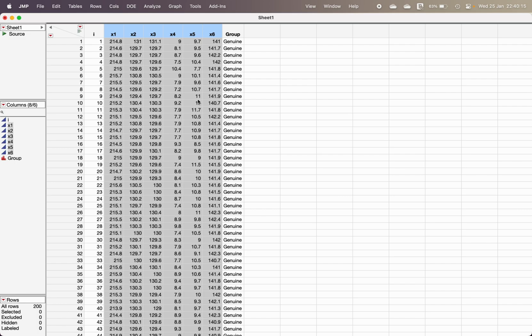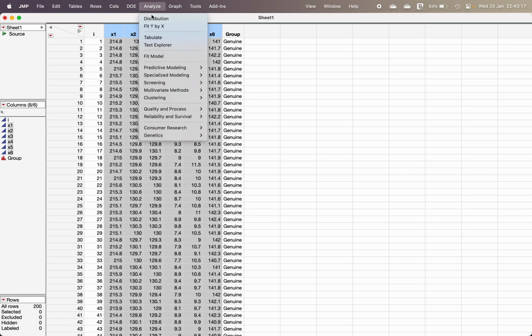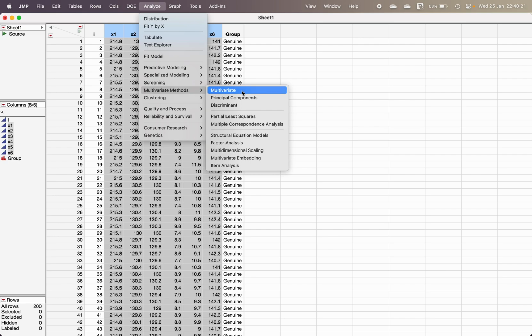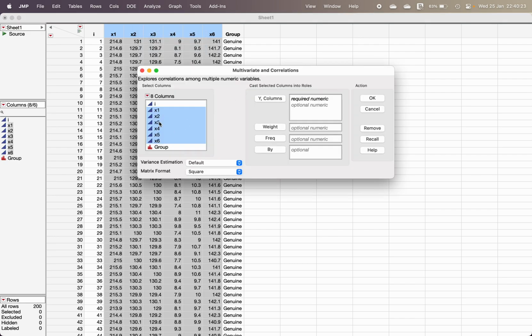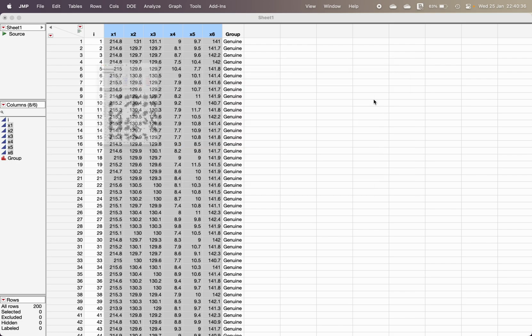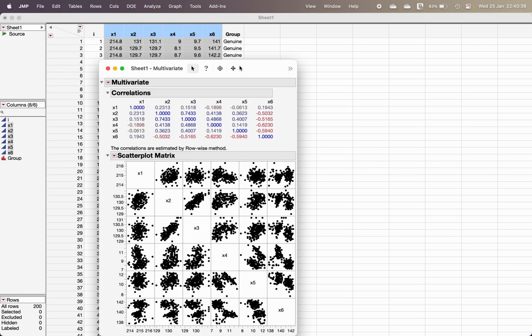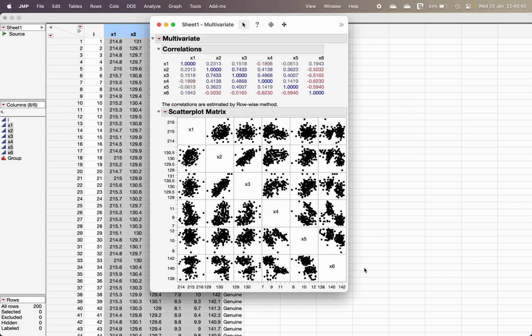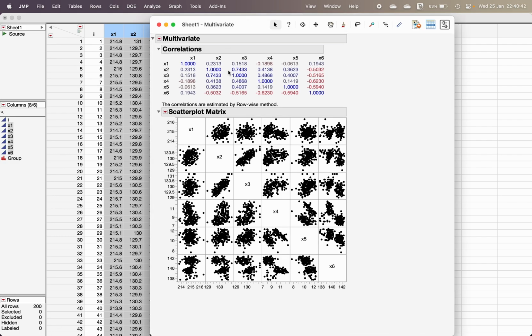To perform a multivariate outlier test, go to Analyze, and under multivariate methods, choose the multivariate option. Now x1 to x6 are the outcome variables, or just the y variables. So I'm going to drag and drop them into the space in this dialog box, and click OK. This output gives you the correlation matrix.